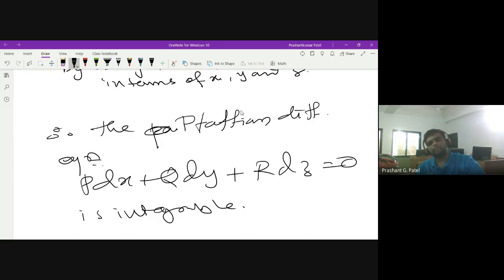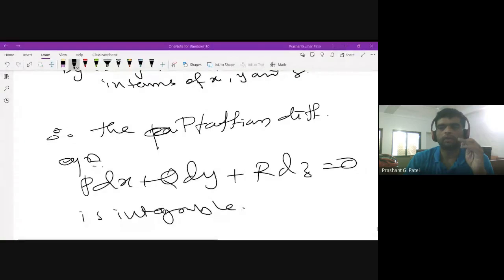Still, there are examples left based on this theorem and what we have discussed for the Pfaffian differential equation. Okay, if you have any question, you can ask.